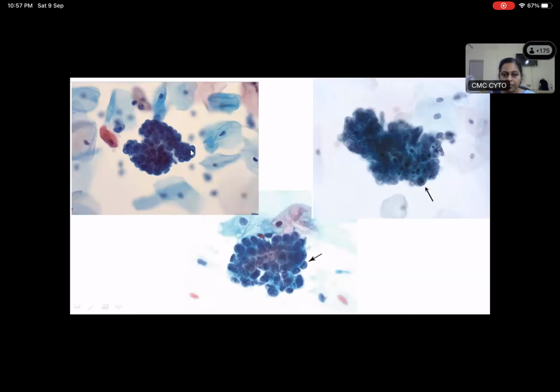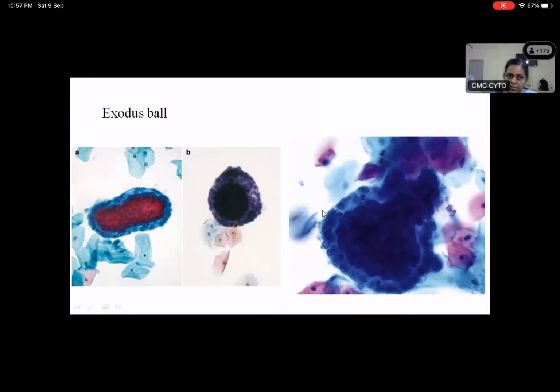These are some textbook pictures again to show you more of these tight clusters of endometrial cells. Here this is showing that there can be even apoptosis within the endometrial cells because we have seen it all the time in the biopsies, isn't it? So endometrial cells can show apoptosis. These are some of the textbook pictures again to show you the same. This is the exodus ball. Again, textbook picture this is. These are stromal cells within, and there is a glandular layer around it. Okay, so this is the typical appearance of an exodus ball.